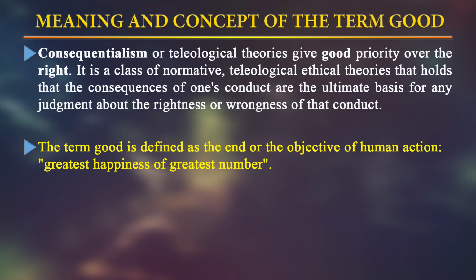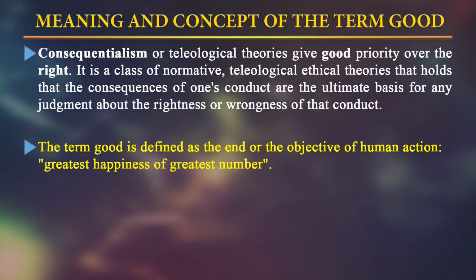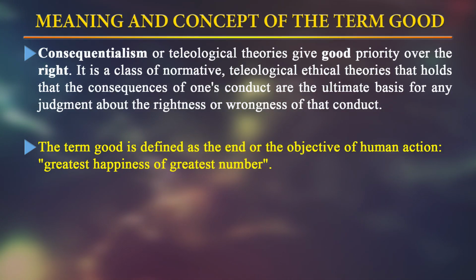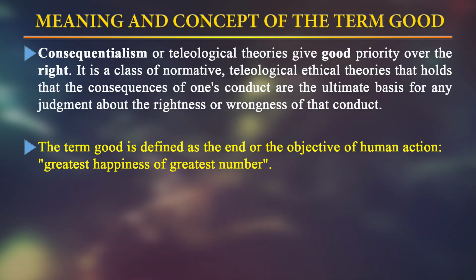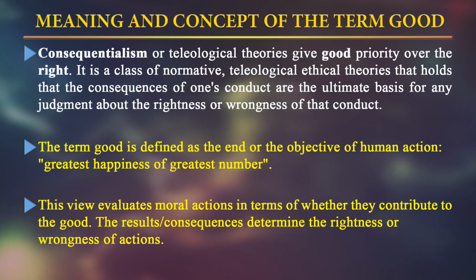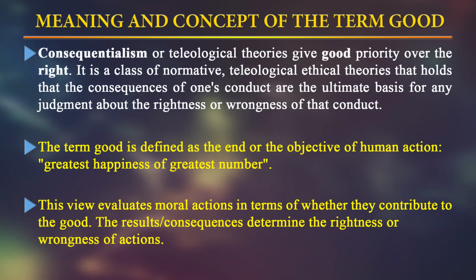The term good is defined as an end or the objective of human action. Here, what is the objective? The objective is greatest happiness of greatest numbers, which means that the act should be such that it creates happiness among the greatest number of people. This view evaluates moral actions in terms of whether they contribute to the good. The results or consequences determine the rightness or wrongness of the action.